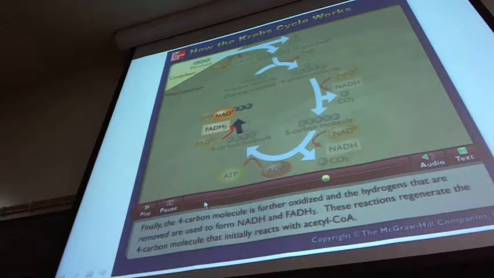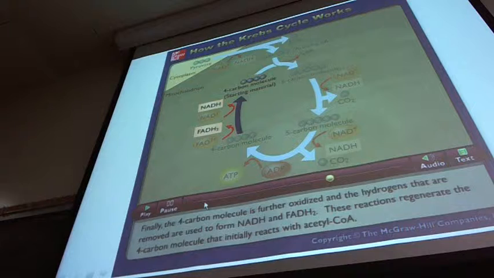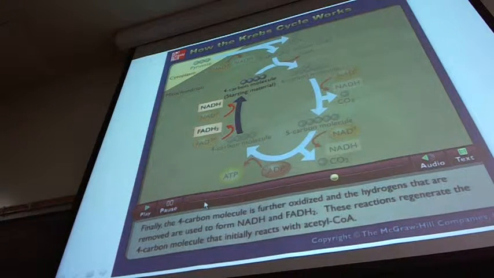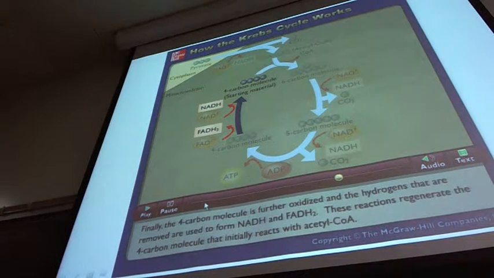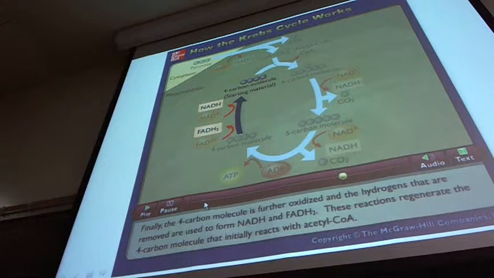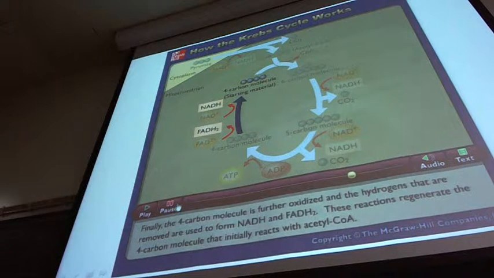Finally, the 4-carbon molecule is further oxidized, and the hydrogens that are removed are used to form NADH and FADH2. These reactions regenerate the 4-carbon molecule that initially reacts with acetyl-CoA.